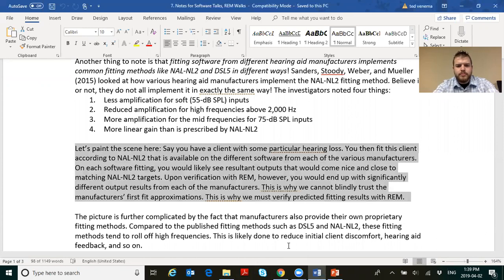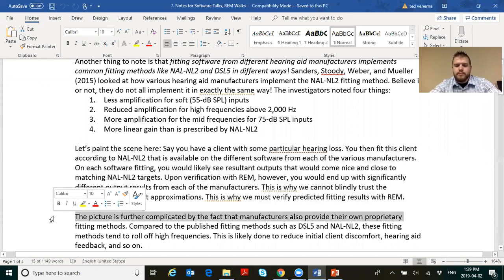And I don't blame them for whatever they're doing, but it's not their job to do our fittings. It's their job to sell us hearing aids and to give us guidance in fitting their hearing aids. But it's our job to close the loop and finish the job. And that requires real ear. The picture's further complicated by the fact that manufacturers also provide their own proprietary fitting methods. And compared to the published fitting methods such as DSL-5 and NAL2, these methods tend to roll off highs even more.